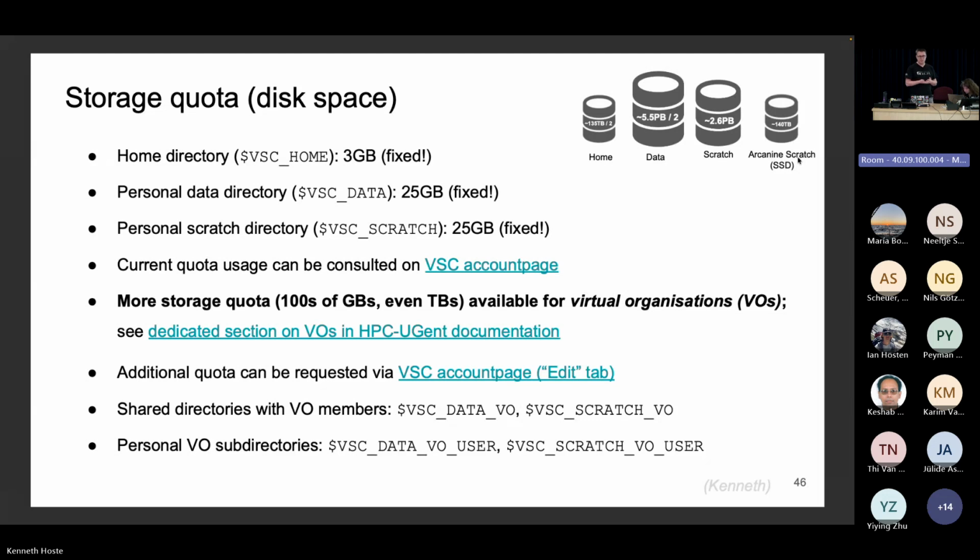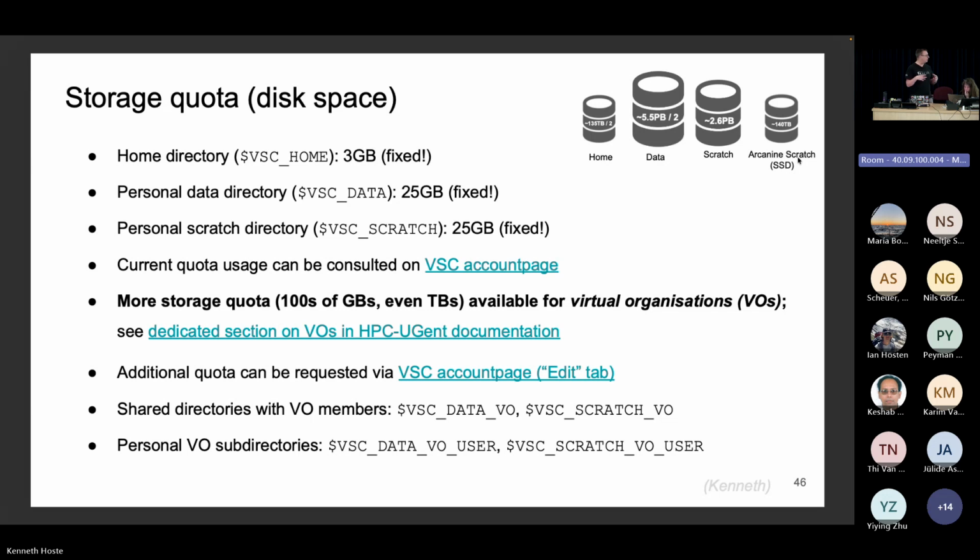Your home directory is limited to 3 gigabytes. Your data and scratch directories are limited to 25 gigabytes. That is quite small, but we have over 5,000 active accounts. So if you do this times 5,000, you can already see the numbers becoming quite big. Initially, that's good to start with, hopefully. If it is not good enough anymore, you can get access to a lot more disk space quite easily.